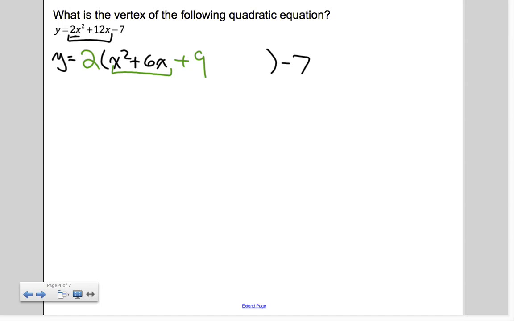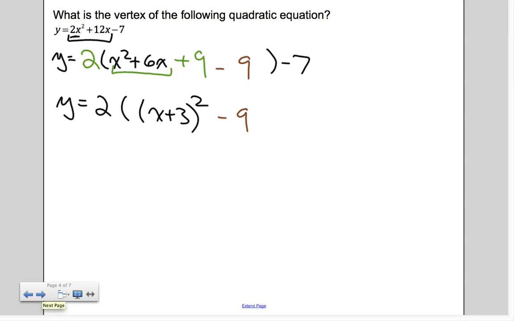Inside. Because we added 9 on the inside, we need to do the same thing on the inside as well. It's almost like you treat this thing inside the brackets as its own separate entity. So you have to work completely within the brackets. So now I can rewrite this as y equals 2 times, well I know that is my perfect square trinomial, x plus 3 quantity squared, I still have my minus 9, minus 7. Is that vertex form?